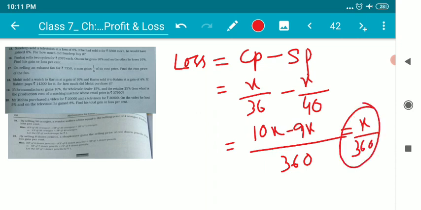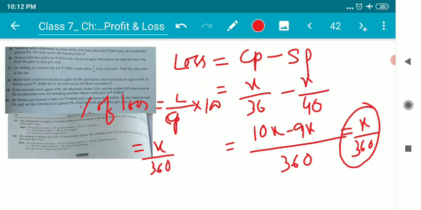So children, how to find the percentage of loss? Percentage of loss is equal to loss by CP into 100. As we all know, every calculation, whether it's a profit or loss, is always on cost price. So the loss is rupees x by 360. CP is x by 36, into 100.